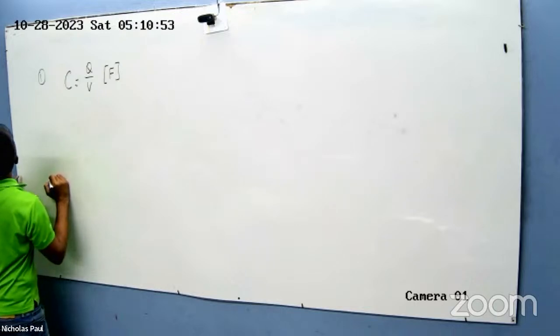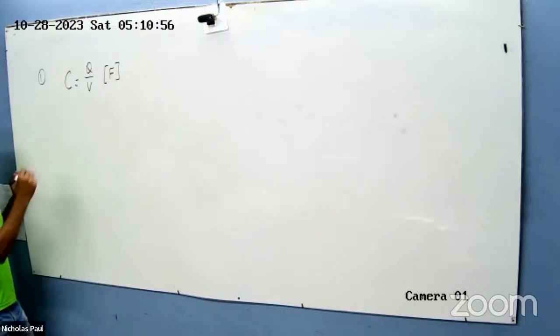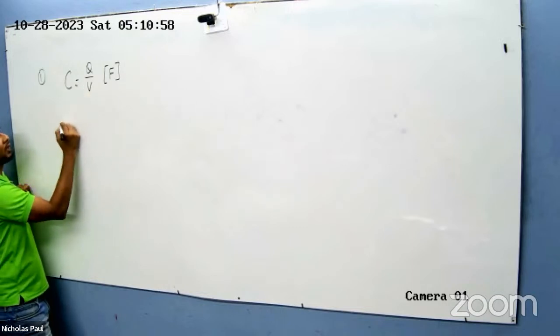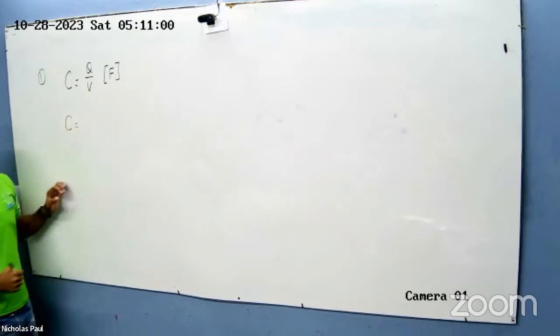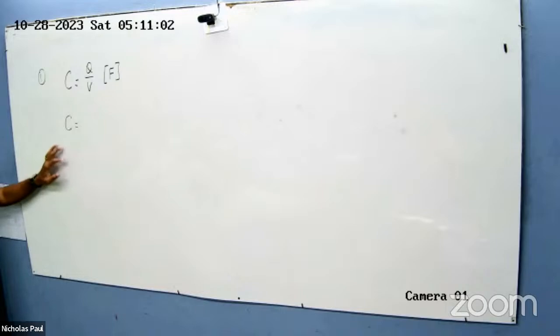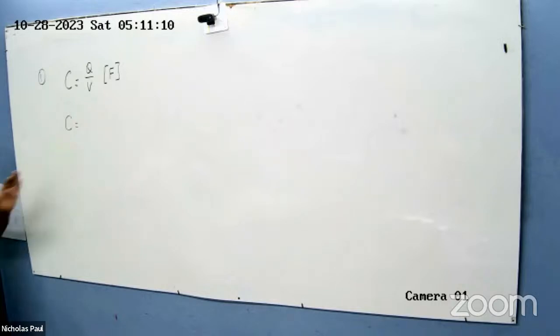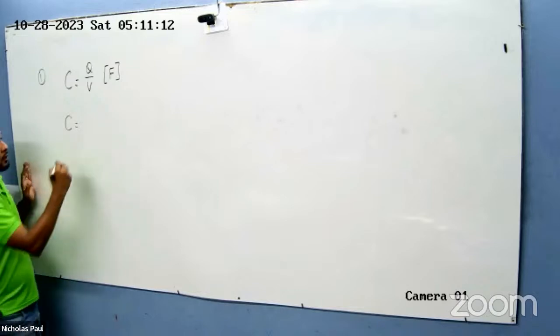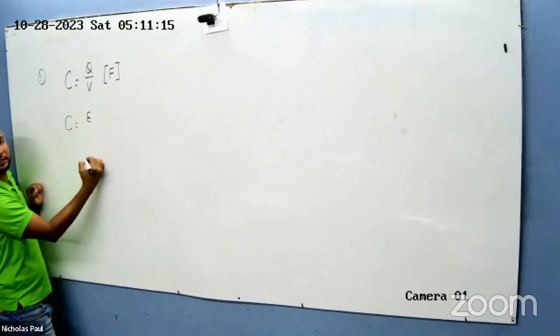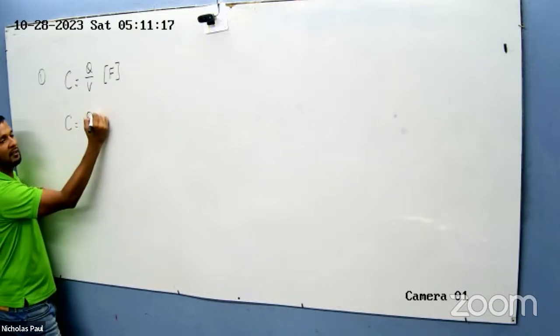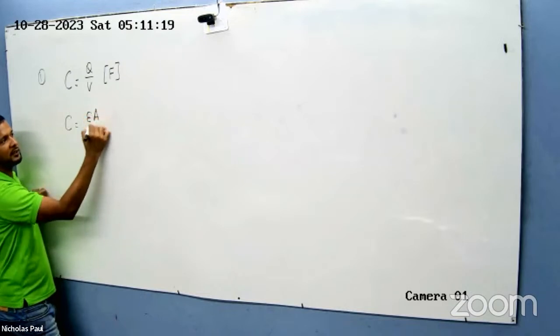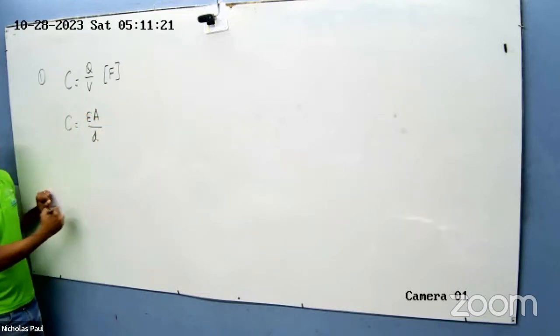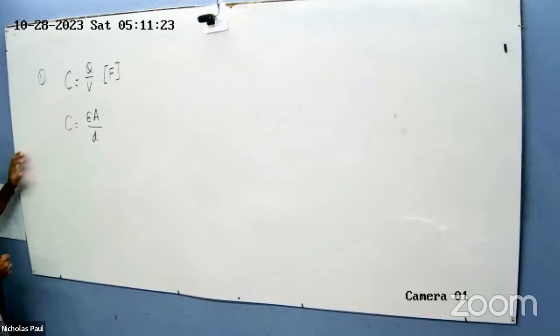So capacitance is Q on V. I also gave you something: a capacitor is dependent on three quantities. The material between the plates, the permittivity of free space, and the area and distance. So these two formulas could give the capacitance.